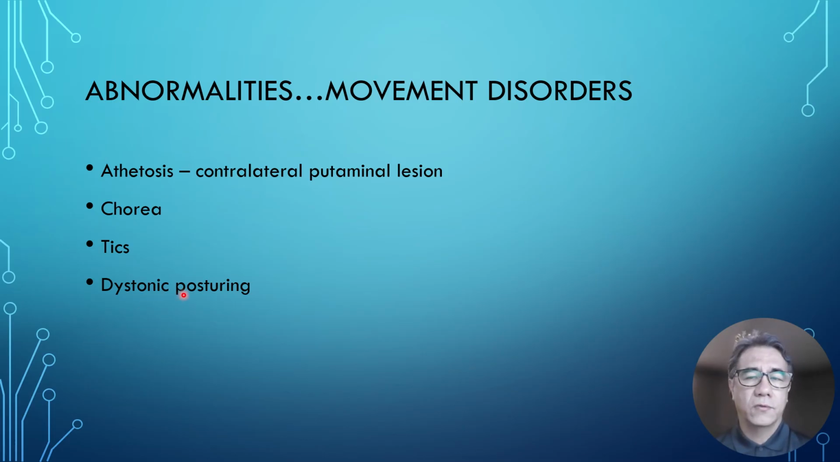Other abnormal movements, like involuntary movements, athetoid movements, chorea, these are all mostly basal ganglia disorders, including dystonic posturing. Tics, on the other hand, are usually transient, although they may recur from time to time, and if associated with vocal tics, then you have Tourette syndrome.